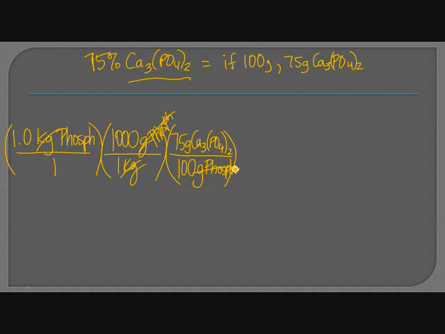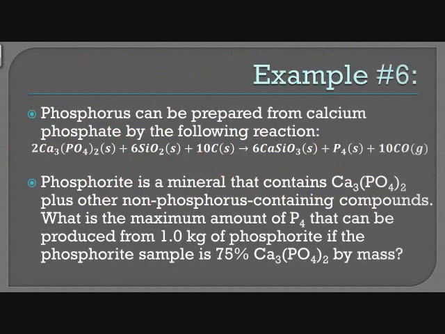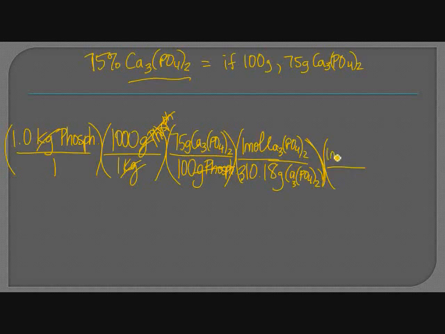So at this point, we then will divide by the molar mass of the calcium phosphate, and that is 310.18. If you don't get that yourself, you are having trouble with molar mass. So ask me for help, please. Then the mole ratio, and this is looking back at this equation. So we want this, and we have this, so it's going to be a 1 to 2 ratio. 1 mole of P4 over 2 moles of the calcium phosphate.